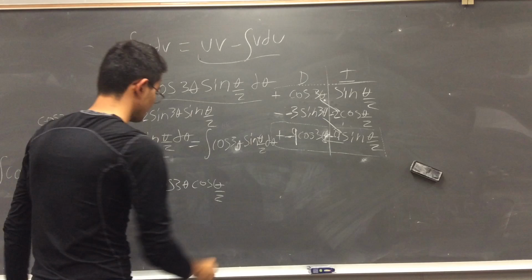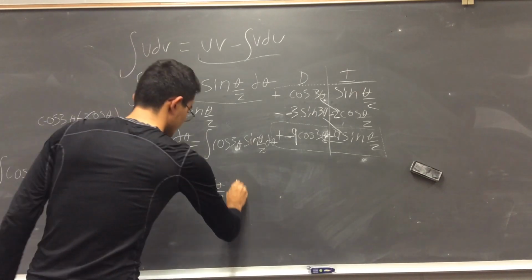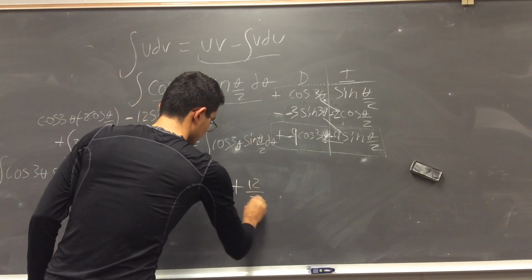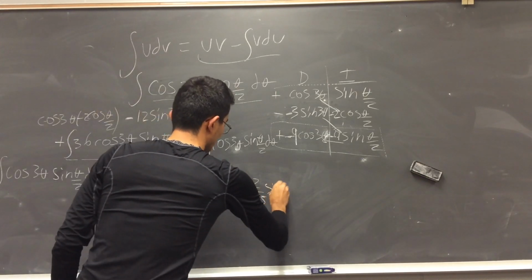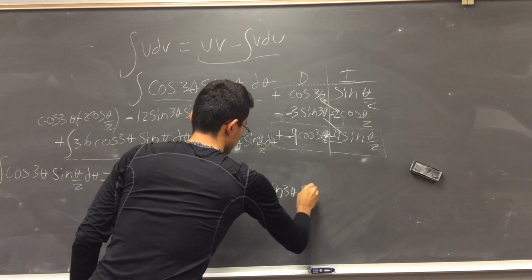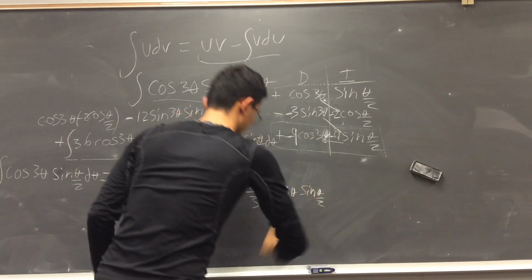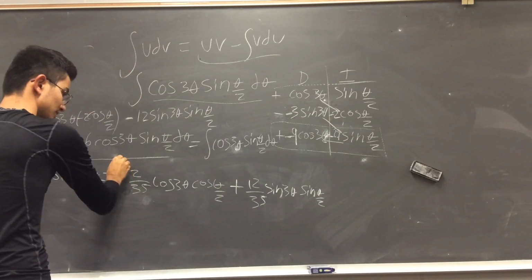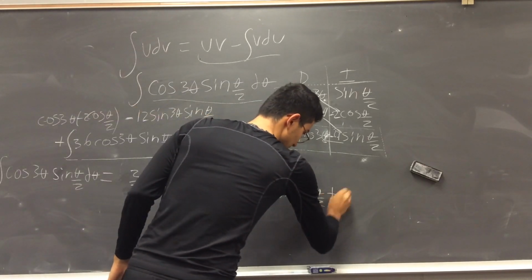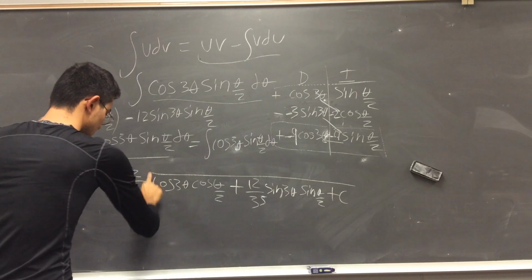So negative 12, negative over negative is positive. So plus 12 over 35 sine 3 theta sine theta over 2. And that's the answer for this problem. And don't forget plus c, of course, your arbitrary constant of integration.